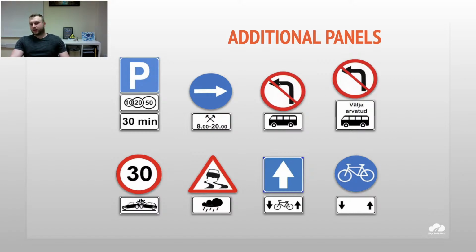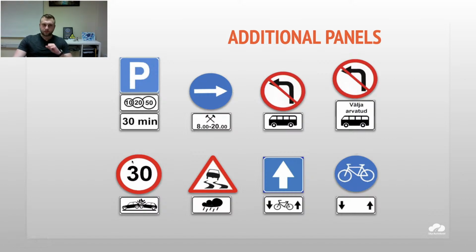But this one, no left turn, with an additional panel, bus. So how do you think? It's not valid for buses, so it's not applied to them. So basically, no left turn for everyone except buses. Yeah, so I see people are helping. Paid parking, that was correct. Buses cannot turn left, that was also correct. And here, everyone can turn left except buses.